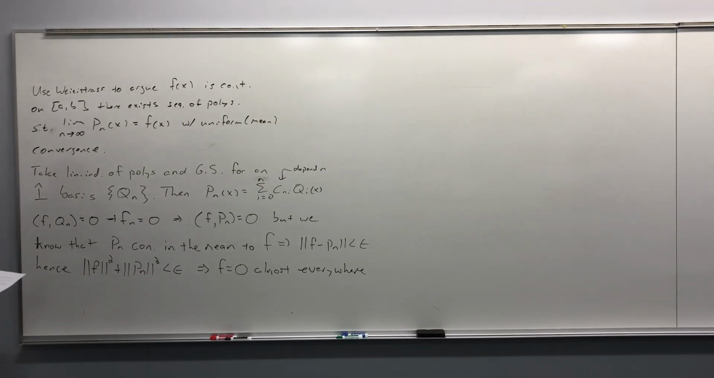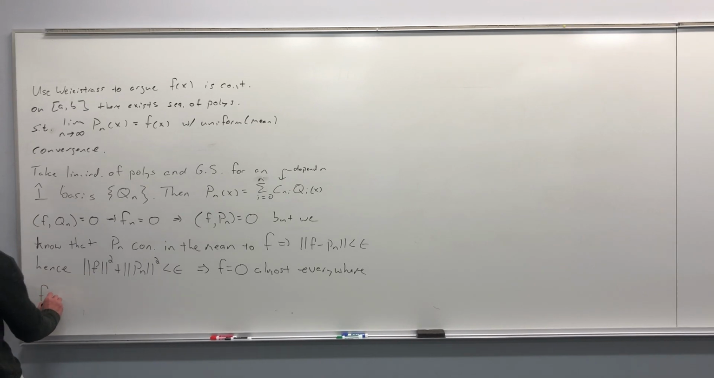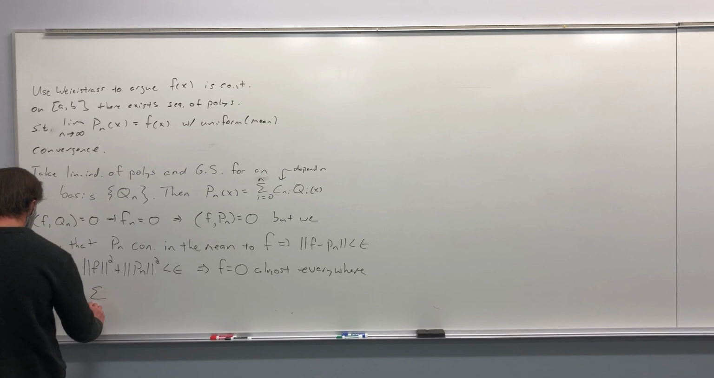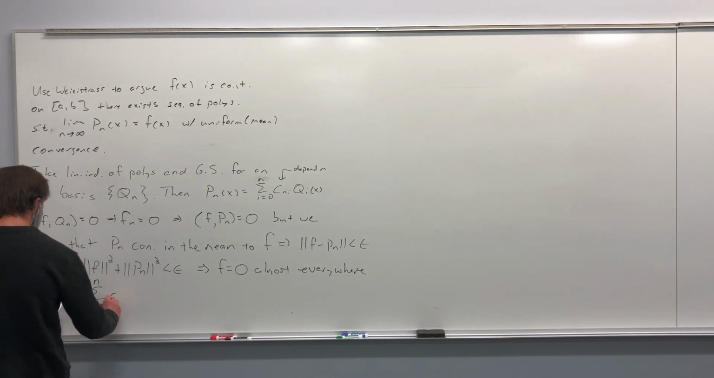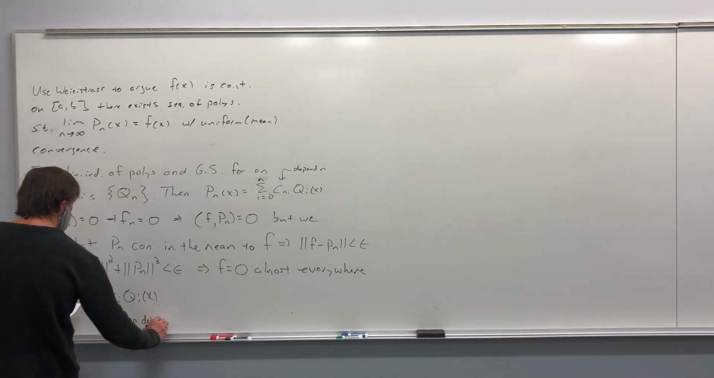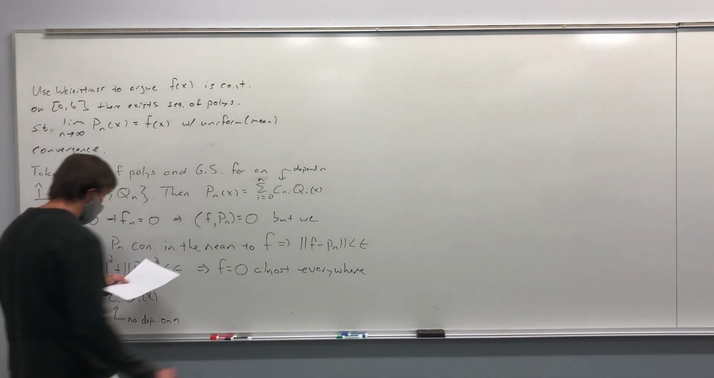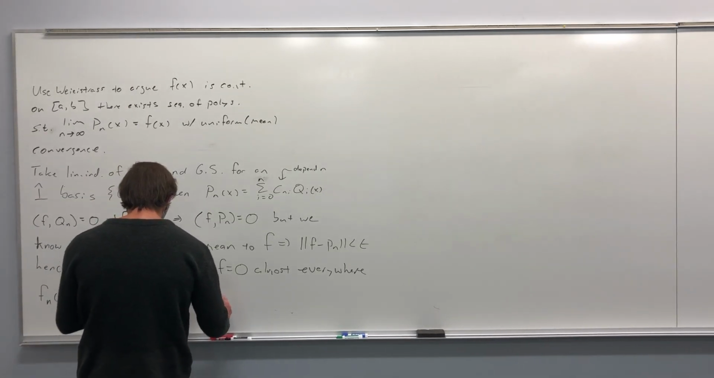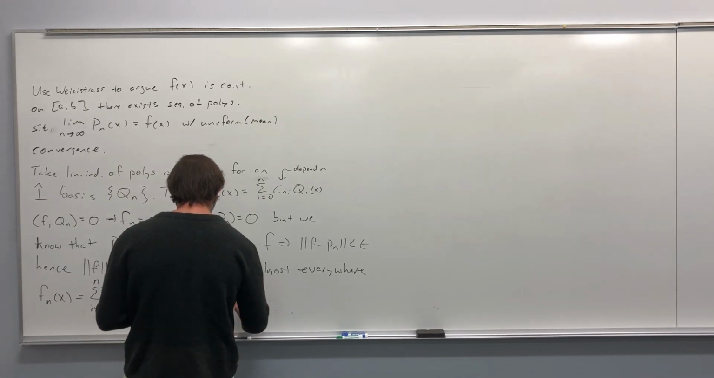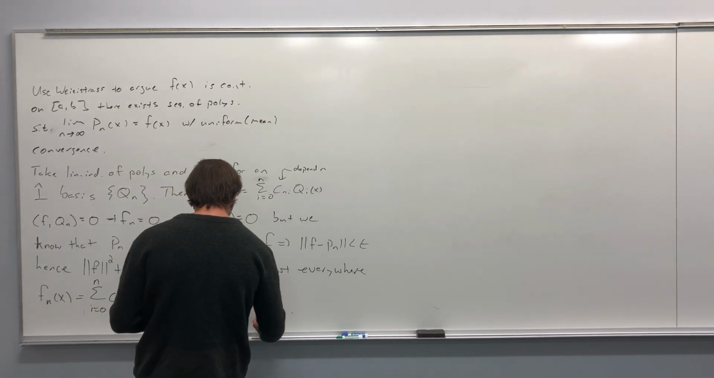Now, since the Qn are complete and orthonormal, that means we can write Fn of x as the sum from i equals 0 to n of Ci Qi of x, where these do not depend on n, which tells me that you have convergence in the mean to the function f of x if I take the infinite limit.